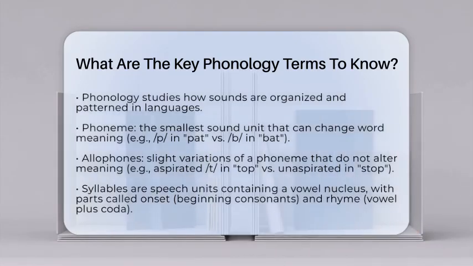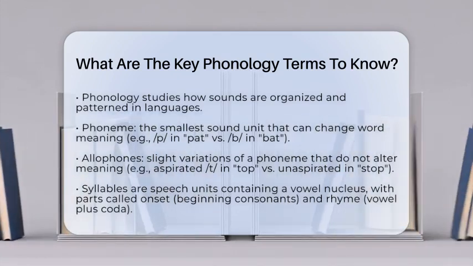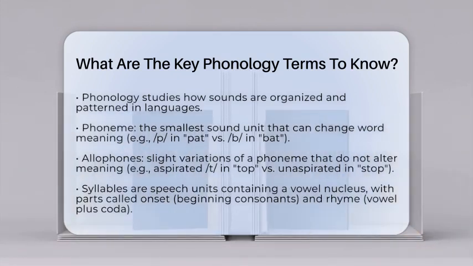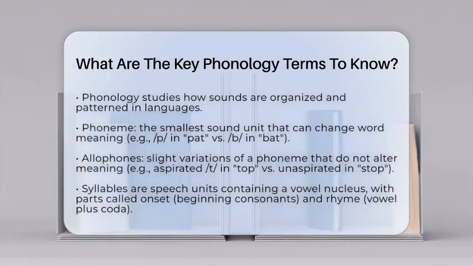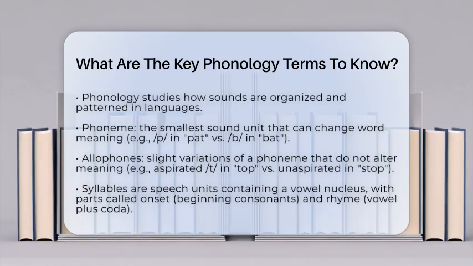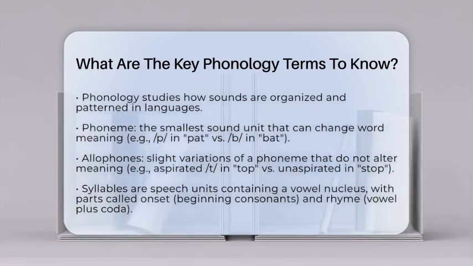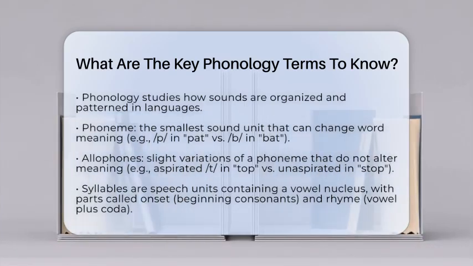First up is phoneme. Think of phonemes as the smallest building blocks of sound that can change the meaning of a word. For example, changing the P in pat to B turns it into bat. These tiny units are what make words different from each other. Next, we have allophones. These are slight variations of a phoneme that don't change the word's meaning. For instance, the T sound in top is aspirated with a puff of air, but in stop, it's not. Both are allophones of the same phoneme T.